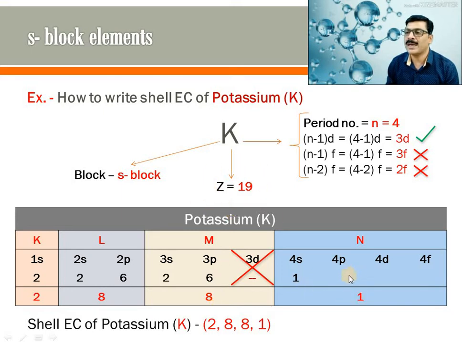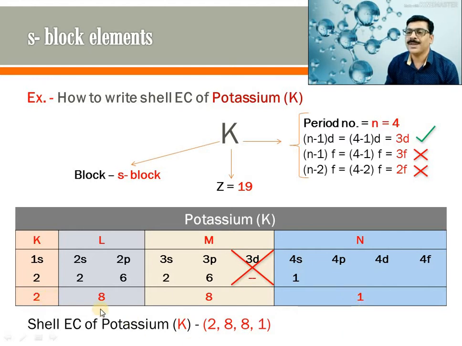So 1 electron is remaining and it is present in the next cell, that is the N cell. The N cell contains the 4s orbital, and 1 electron is present in the s orbital. So the total electrons are 2 plus 8 plus 8 plus 1, which equals 19, and 19 is the atomic number of potassium. So the K cell contains 2 electrons, the L cell contains 8 electrons, the M cell contains 8 electrons, and the N cell contains 1 electron.